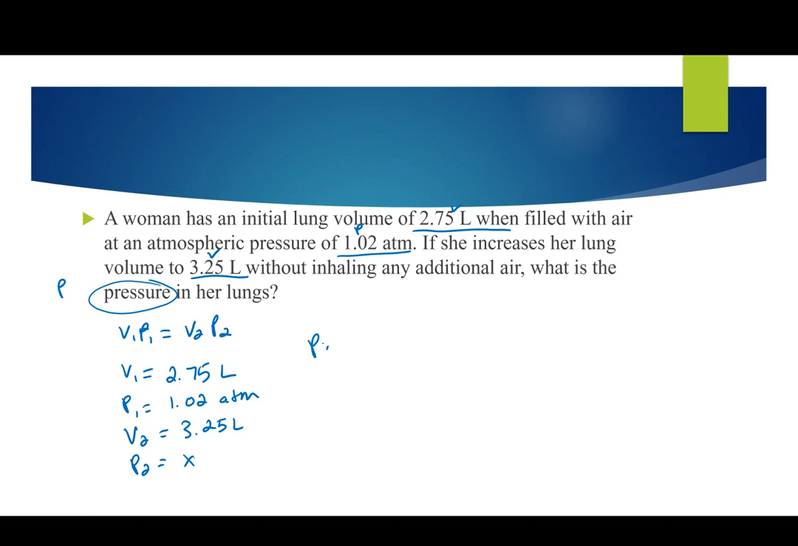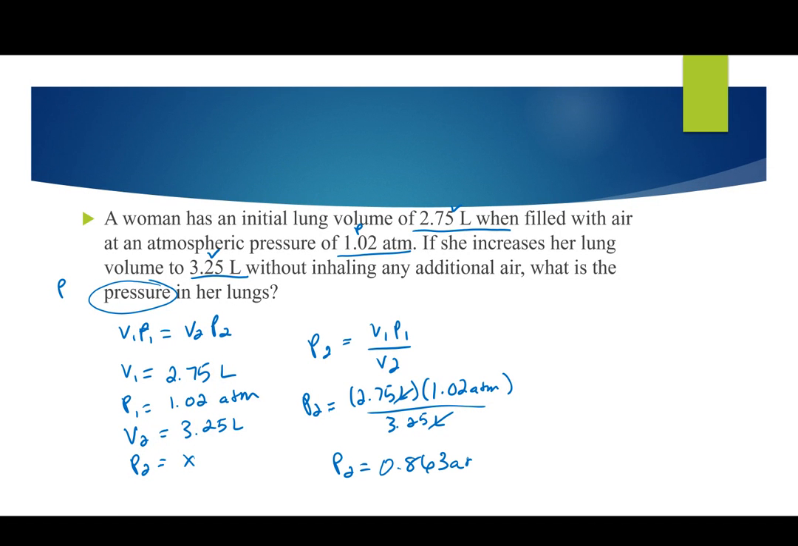So P2 is going to be V1 P1 over V2. That's going to be 2.75 liters times 1.02 atmospheres over 3.25 liters. The unit of liters will cancel, and so when I solve for my pressure, my unit is going to be atmospheres, and it's going to be 0.863 atmospheres, 3 sig figs, because everything I was given was 3 sig figs.